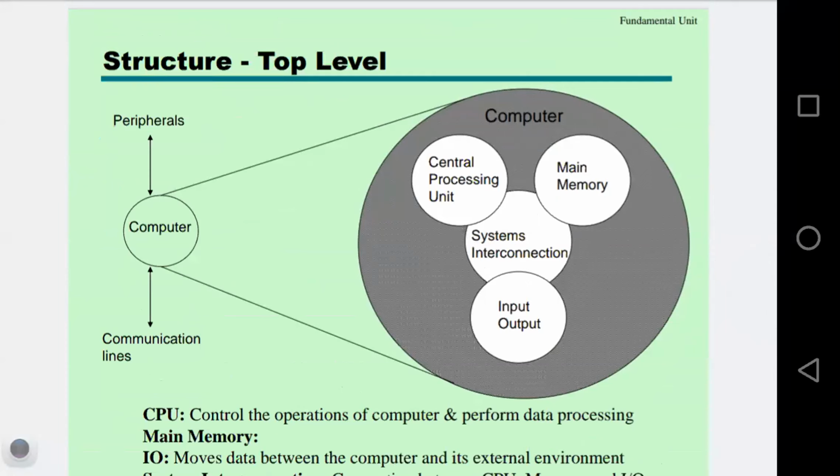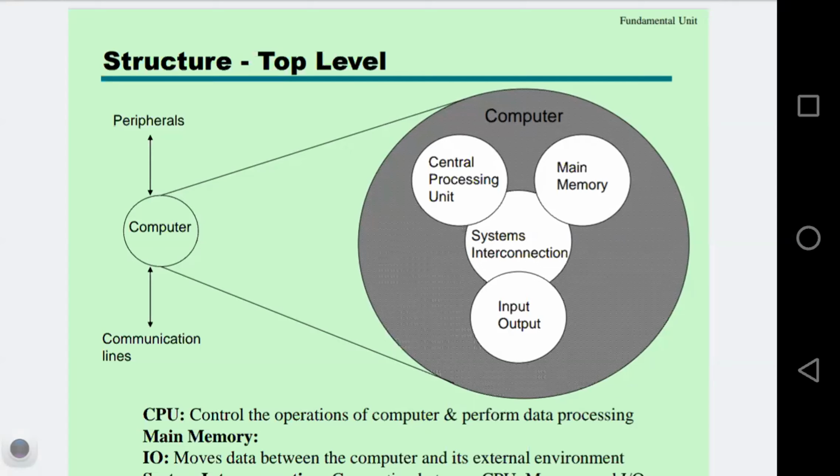Function means the operation of components. And what is a structure? Structure means how the different components are interconnected. Before starting this topic, I told you there are two approaches to understand a complex system, and we are going to understand a complex system in this subject, that is a computer. To understand a computer, there are two approaches: the top-down approach and the bottom-up approach. Here we are considering the top-down approach.